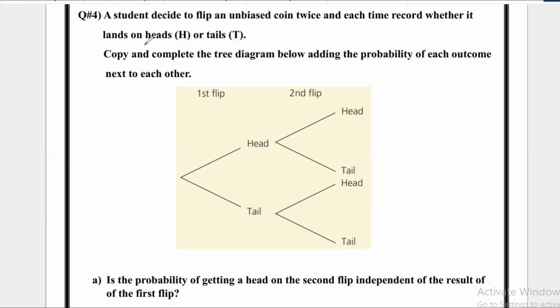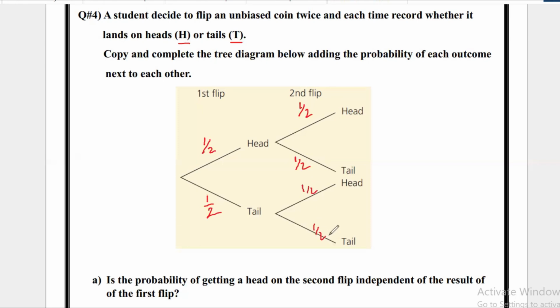Record whether it lands on head or tail. Copy and complete the tree diagram below, adding the probability of each outcome next to each branch. If you flip a coin, your favorable outcome is head, so the probability of getting head is 1 over 2, and the same chance to get tail, so 1 over 2, because total outcomes are 2, either head or tail. Once you flip again the second time, as this is an independent event, it will not affect the second probability. So here we also have the same answer: head 1 over 2, tail 1 over 2.